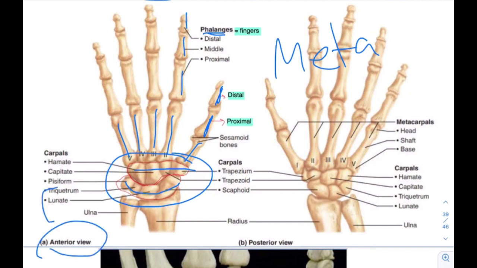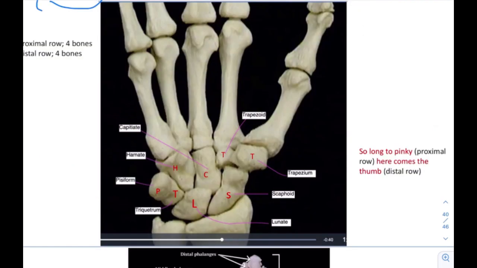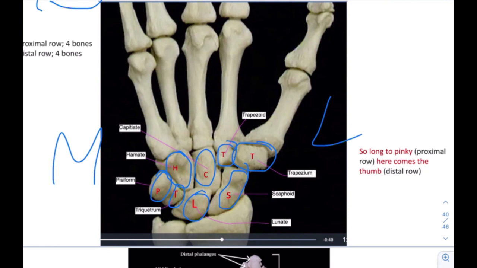And here, by the way, is an anterior view. And we'll talk specifically now about the bones of the wrist. In the proximal row, we have the scaphoid, the lunate, the triquetrum, and the pisiform. In the distal row, we have the hamate, the capitate, the trapezoid, and the trapezium. Here is lateral, by the way, here's medial, and this is an anterior view. There's a good mnemonic: "So long to pinky" for the proximal row. S is for scaphoid, L for lunate, and so on. And then "here comes the thumb" for hamate, capitate, trapezoid, and trapezium.